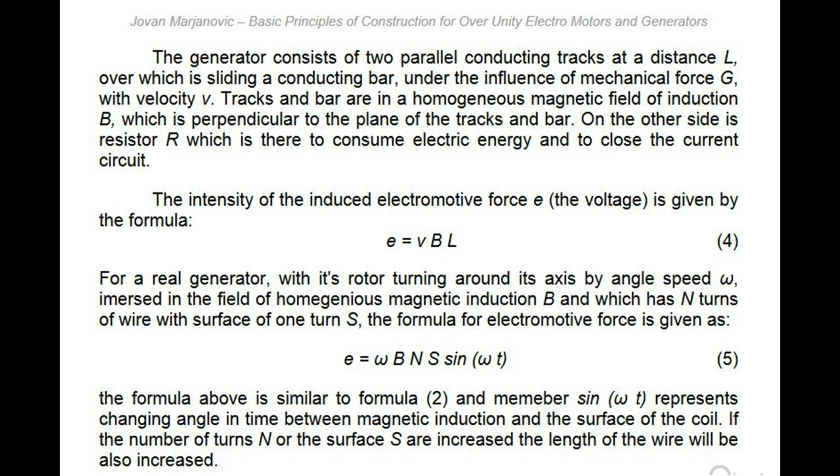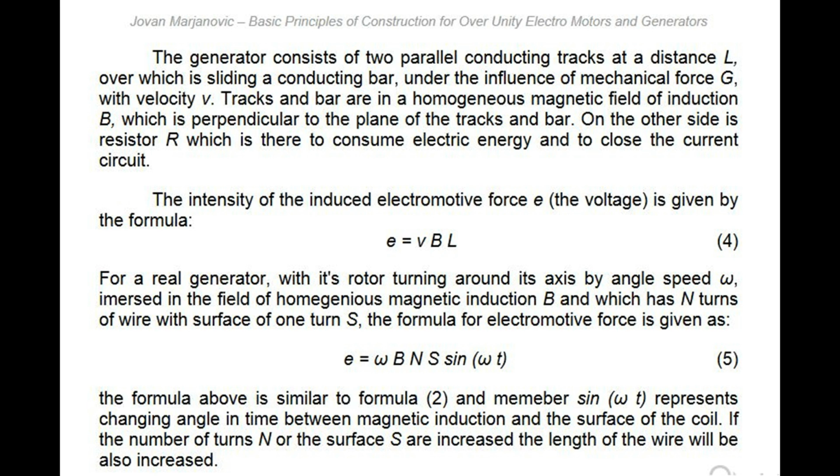The intensity of the induced electromotive force E, the voltage, is given by the formula E equals v B L. For a real generator, with its rotor turning around its axis by angular speed omega, immersed in the field of homogeneous magnetic induction B, and which has n turns of wire with surface of one turn S, the formula for electromotive force is given as E equals B N S omega sin omega t. The formula above is similar to formula 2, and omega t represents the changing angle in time between magnetic induction and the surface of the coil.